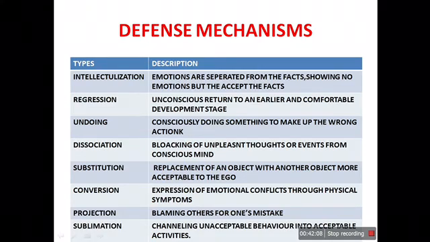Next is undoing. Undoing means consciously doing something to make up for a wrong action. Suppose you do a wrong action, you beat your child. After that you feel very bad because you have beaten your child. So you will give some gift or treat, thinking that after doing this, my mistake will be covered up, or it will not be there. So you are consciously doing something to make up for your wrong action. After doing some mistake, people will go to a temple or church and give some offerings there. These are called undoing. After doing this, their mind will feel relaxed. So this is called undoing.